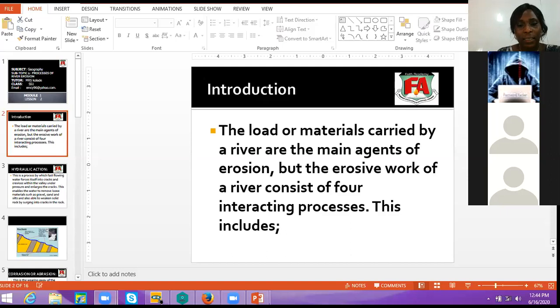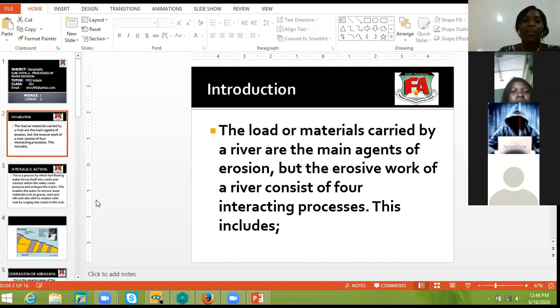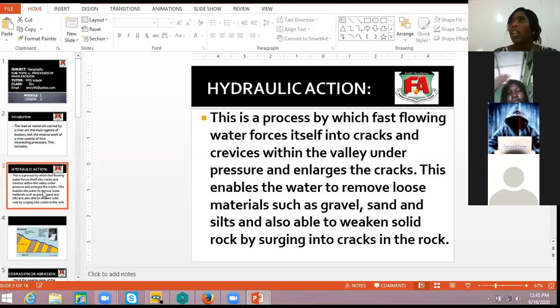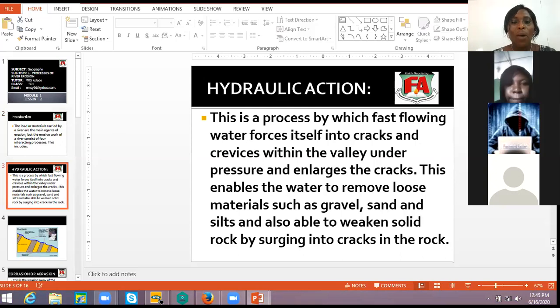I said the load of material carried by a river are the main agents of denudation or erosion. Please, let's try to look at it. Let's avoid any form of distraction, please. Now, hydraulic action is one major form of river erosion. Now, what is hydraulic action?